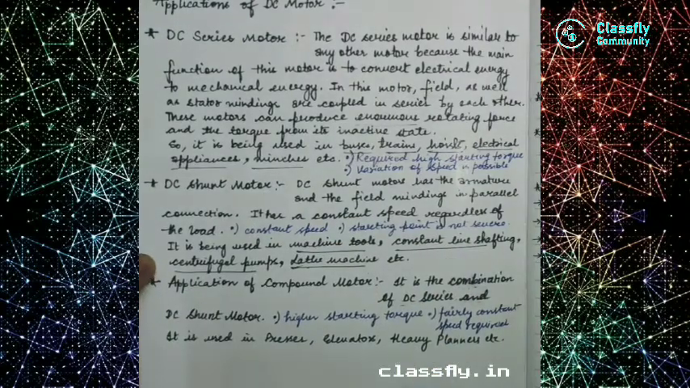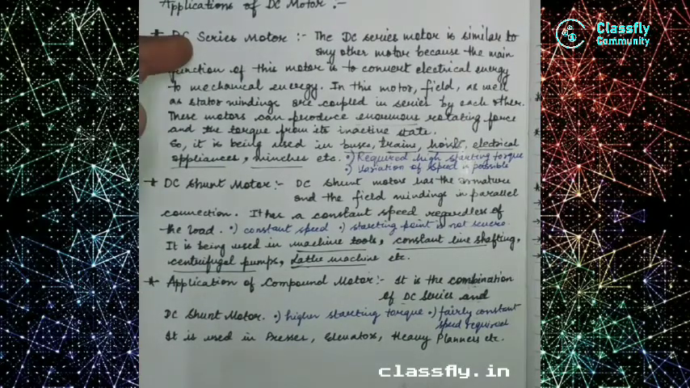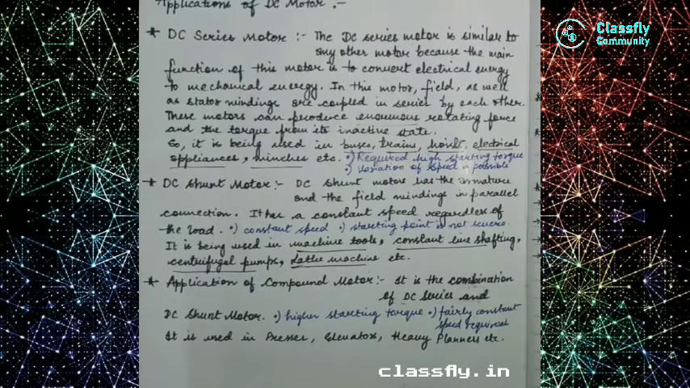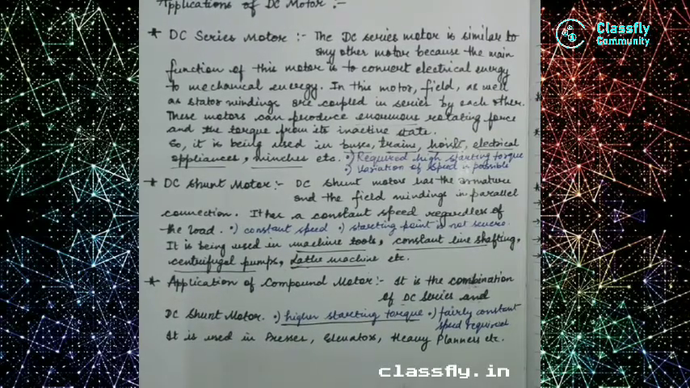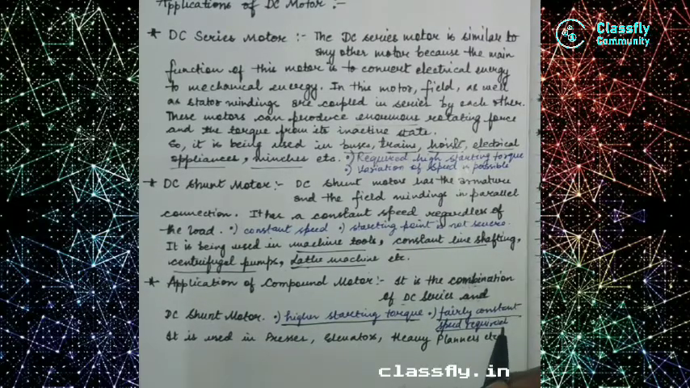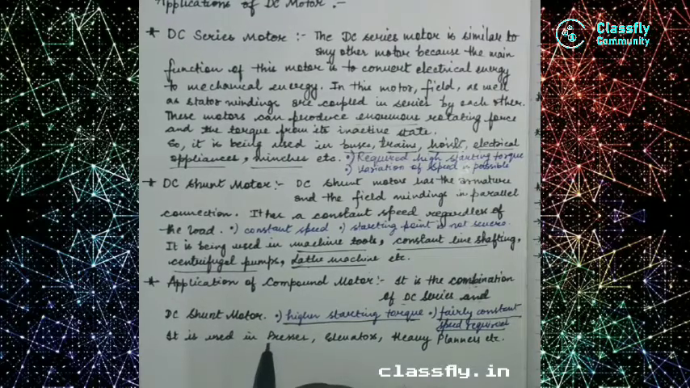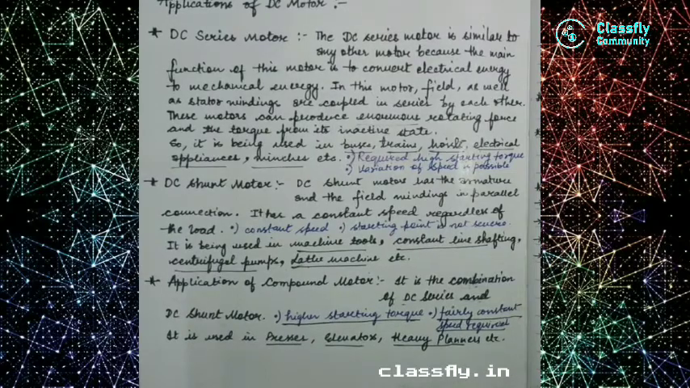The third is the application of the compound motor. It is the combination of the series as well as the shunt or parallel motor. So it has a higher starting torque. It will have a very high starting torque and it requires a fairly constant speed. It is used in presses, elevators, heavy planers, etc.